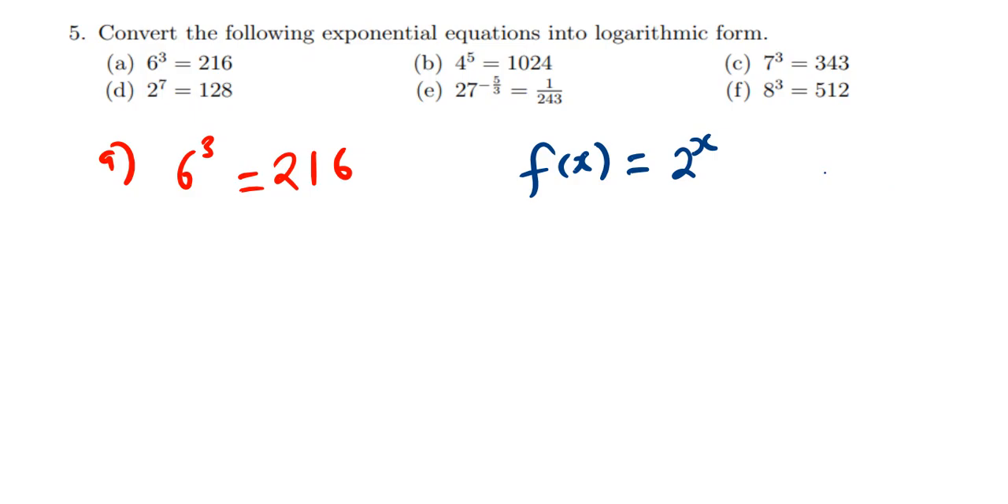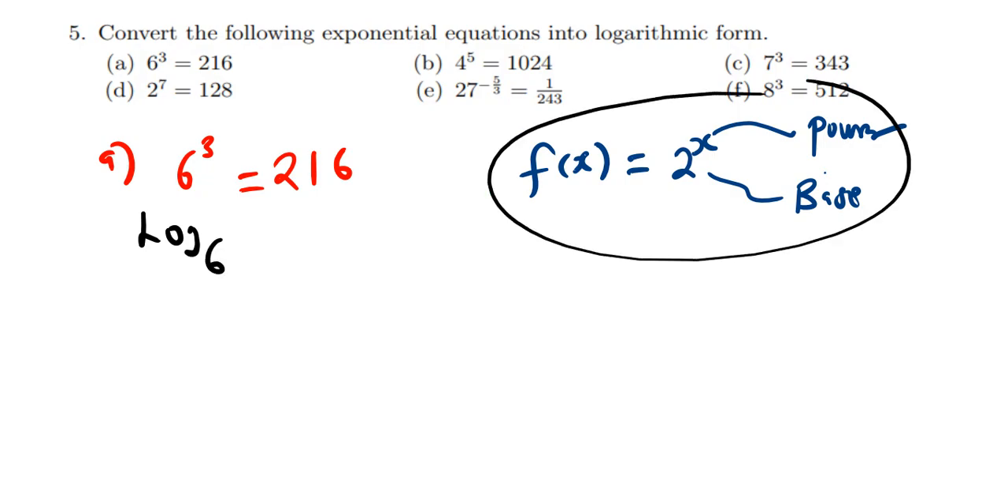So this one is called the base, the 2 is the base, the x is the exponent, or what we call the power. We are converting from exponentials to logarithmic functions. In this case, we're converting from exponential equations into logarithmic functions. Since this 6 is the base, we're going to write log with base 6, according to the definition of an exponent.